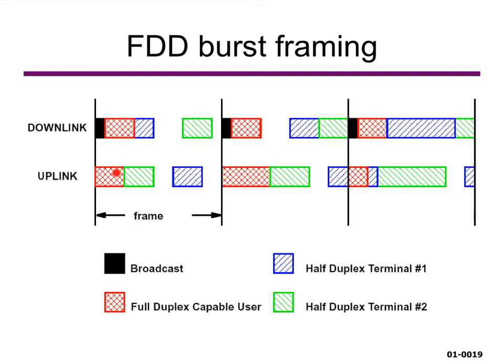This red one here indicates that this terminal is full duplex, which means that it has two baseband hardware units, in which case one block can be used for sending and another block can be used for receiving. So these red ones have overlap in time. This means that this terminal is half duplex.